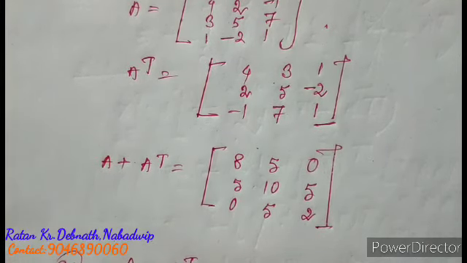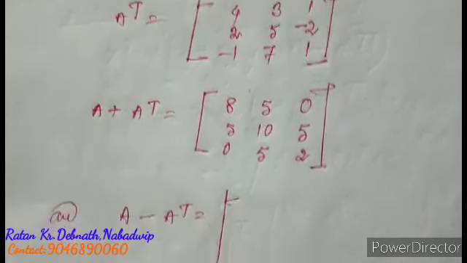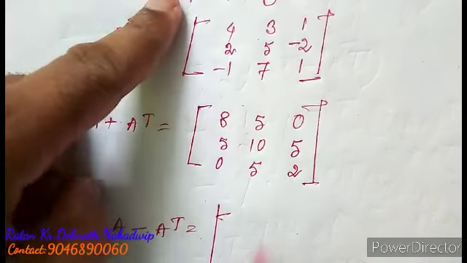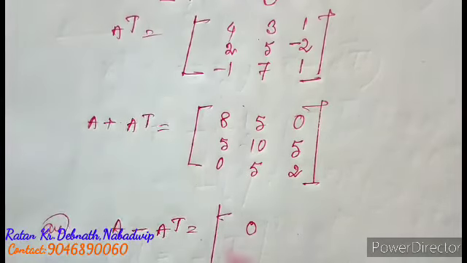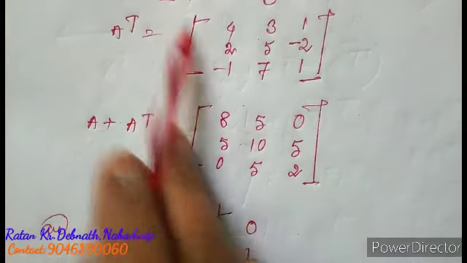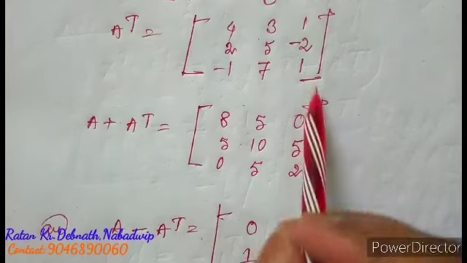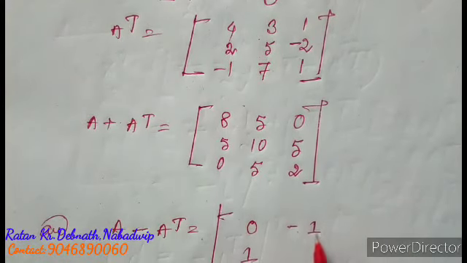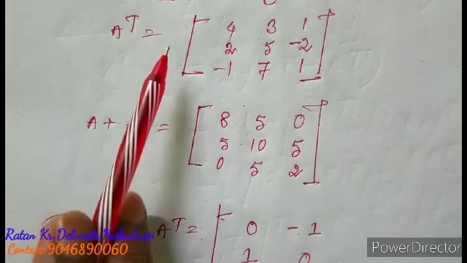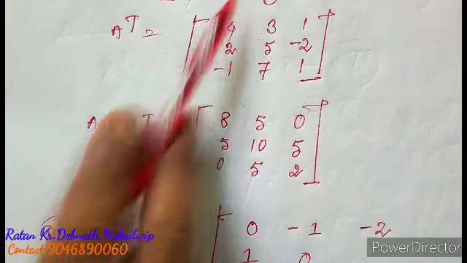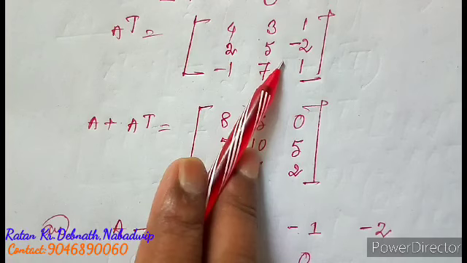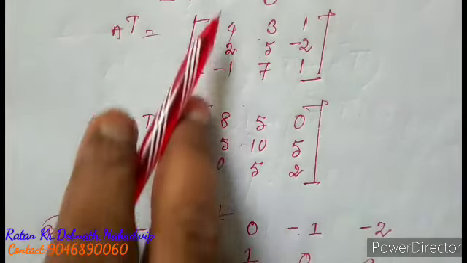Now A minus A transpose means subtraction of the matrices, so A minus A transpose equals 0, 1, 2; minus 1, 0, minus 9; minus 2, plus 9, 0.